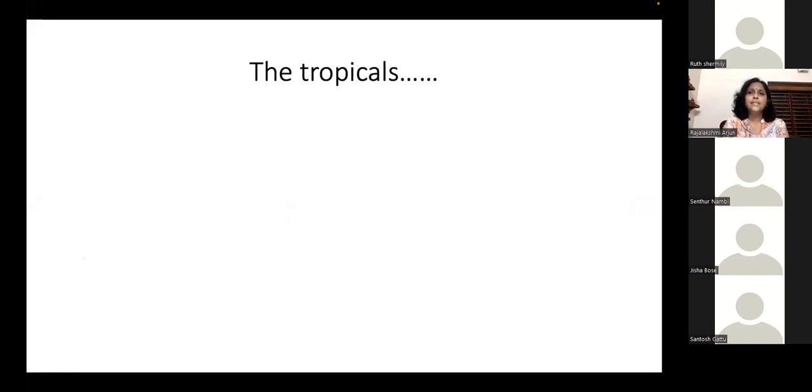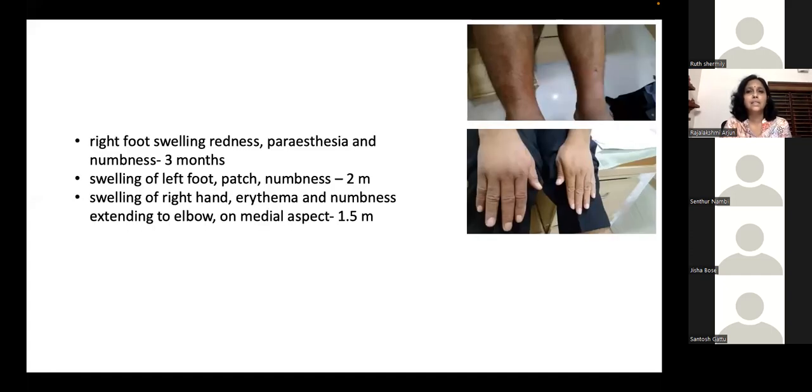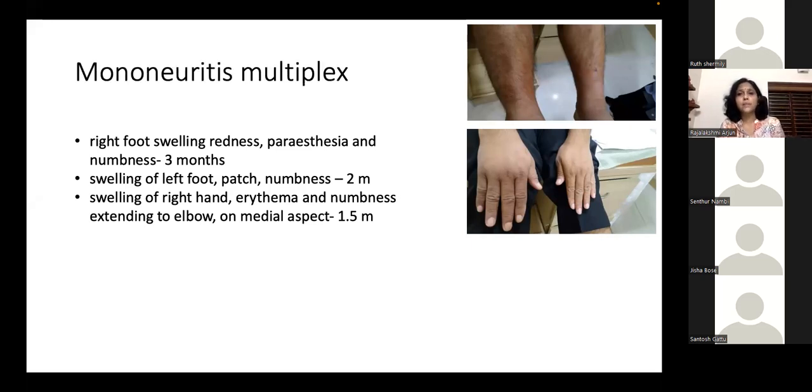In the last few slides, I will end the session by addressing tropical infections and the classical signs. This patient presents with right foot swelling, redness, and paresthesia and numbness of 3 months. Swelling of the left foot with a patch and numbness of 2 months. Swelling on the right hand, erythema, and numbness extending below the elbow on the medial aspect for 1.5 months. So what is this syndrome? This is a syndrome of mononeuritis multiplex.